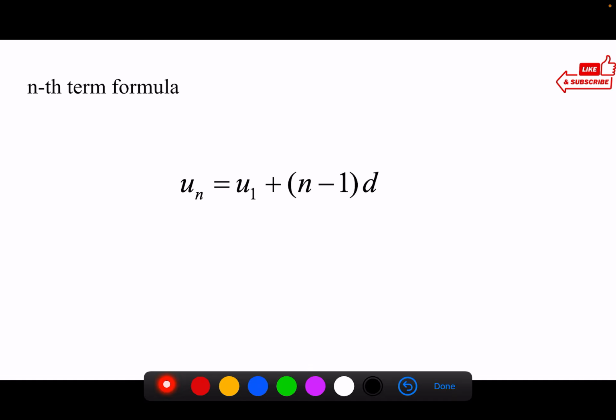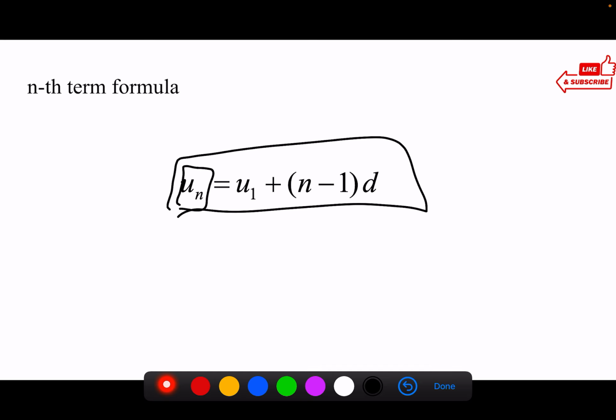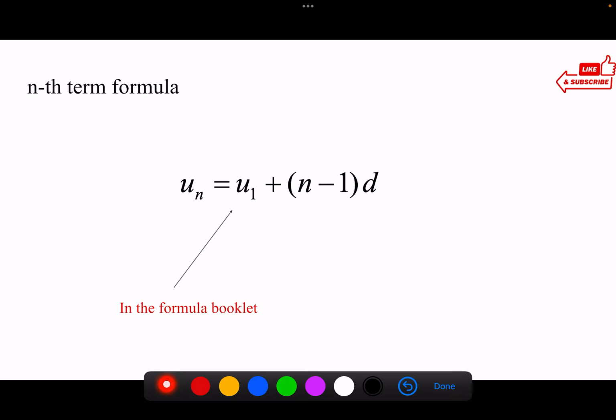So here is the nth term formula, and what this formula does, well, it's in the name, it gives you the nth term in a sequence. So u sub n right here would be the nth term. u1 is the first term, plus n minus 1, the number of the term you want minus 1, times d, which is the common difference. And this formula is in the formula booklet, so you do not need to memorize it.